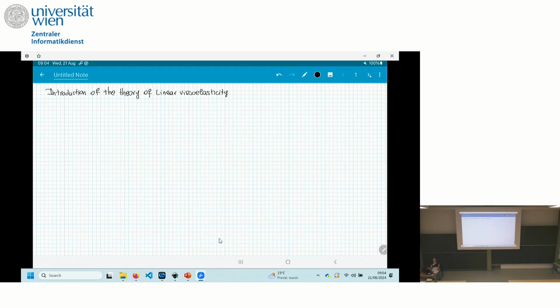Okay, so what is our aim? What do we want to achieve when we do this analysis? The aim is to find a relationship between the applied force and the observed elongation. So we want to find this relationship between applied force and elongation.